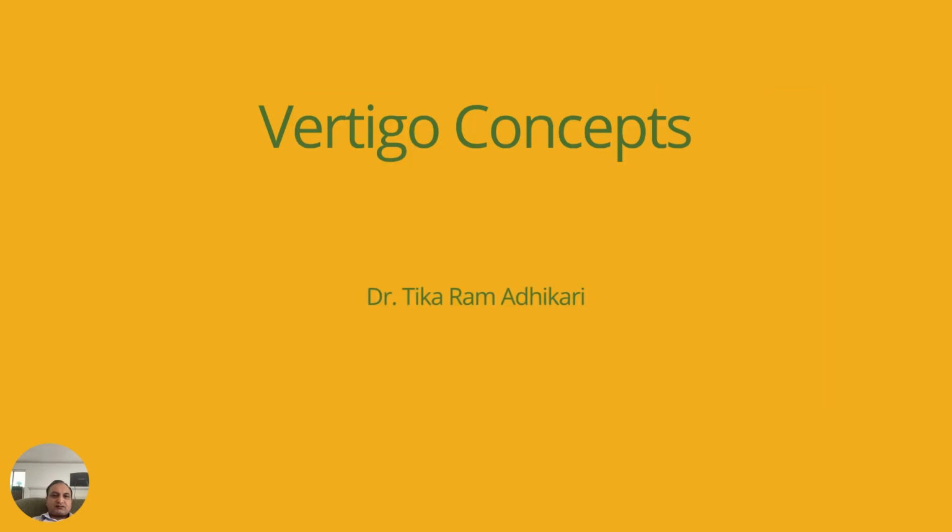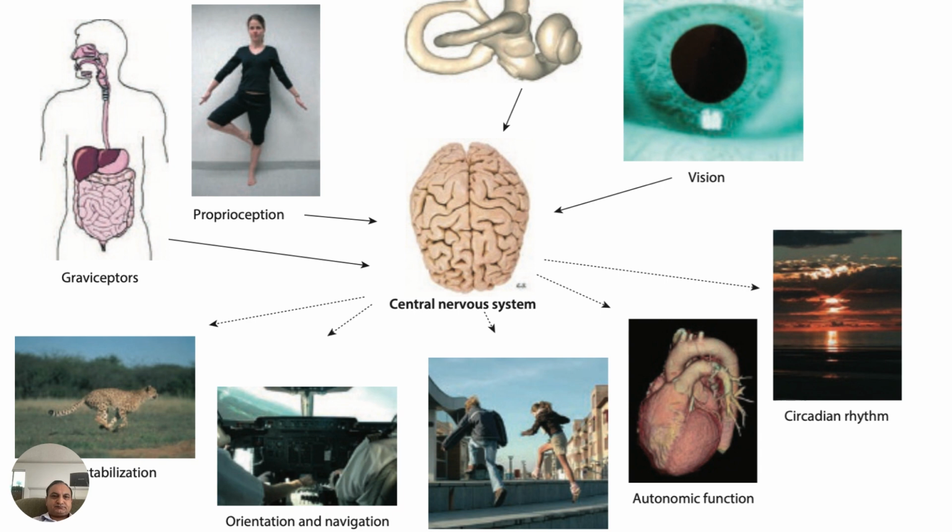We are going to learn about core concepts in vertigo. The balance system works by coordinated input from the vestibular labyrinth, the vision, and the proprioception, which are integrated in the CNS in order to provide gaze stabilization, orientation to our surroundings, locomotion, and the circadian rhythm and the autonomic functions are regulated in response to the vestibular inputs.